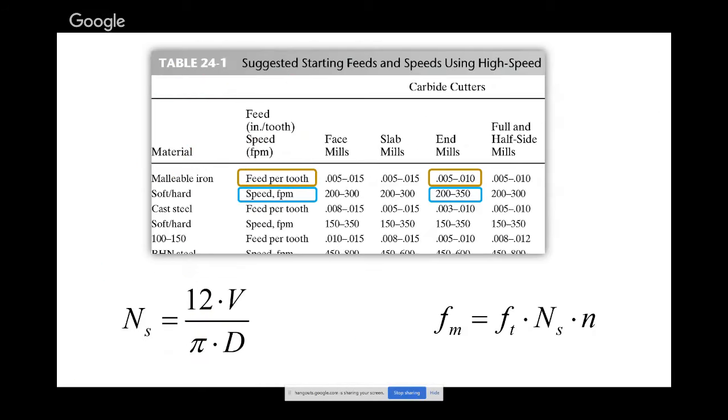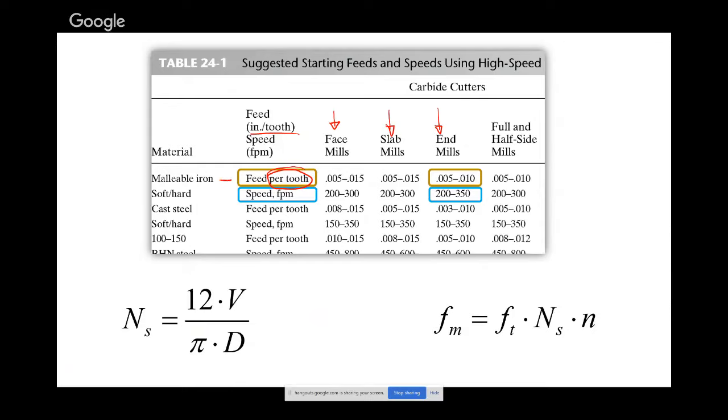This table 24-1 gives us some suggested feeds and speeds as a function of what we're using it on. There's face mills, slab mills, end mills. These are similar to drill processes, but these are the ones that can go up and down and back and forth. What we're interested in here, as before, is how fast can we go, how fast do we spin the tool, and also how fast can we move the tool back and forth through the material. This is now per tooth. Notice this, we're now talking multiple points, multiple teeth. So we've got a feed per tooth.